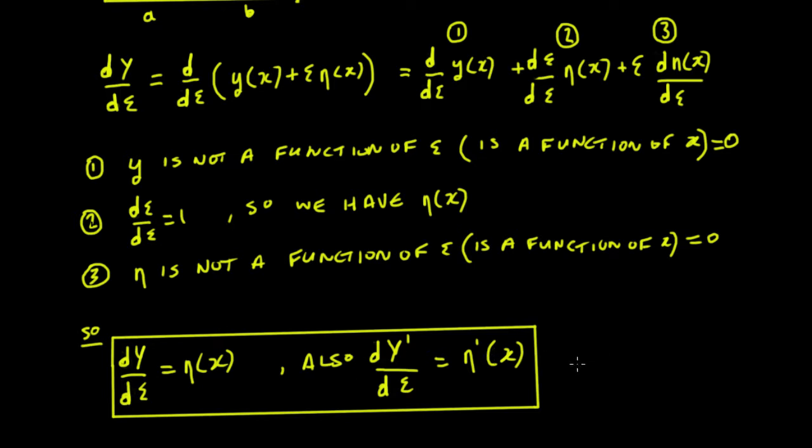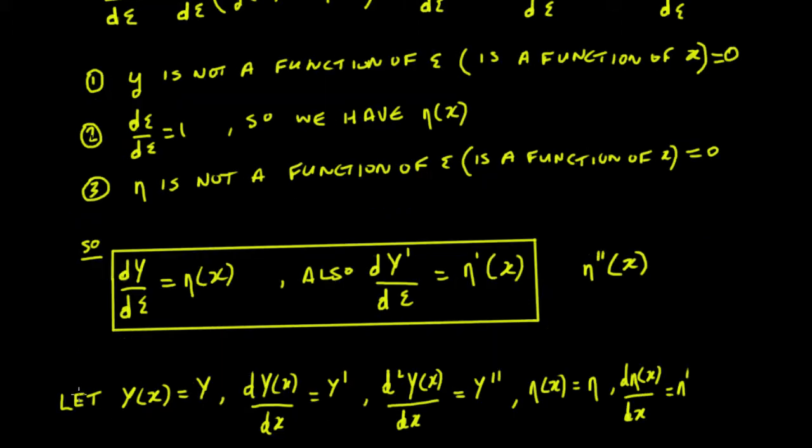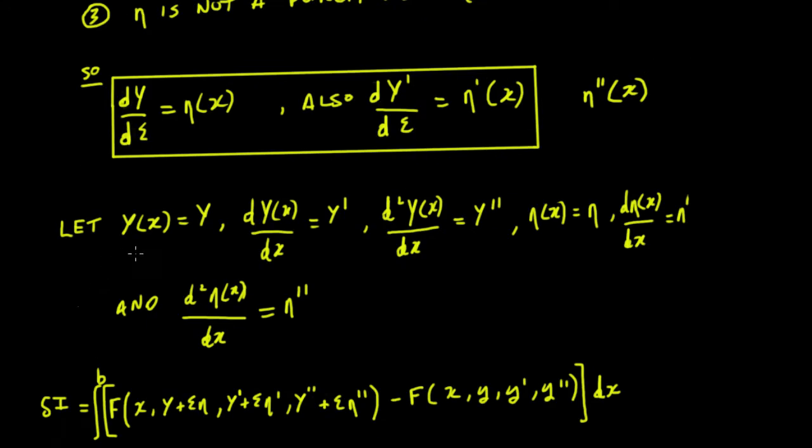And also, I never put it in there, but we can say that the dY double derivative by d epsilon is going to be eta double derivative of x. Okay. So what we're going to do then is simplify this out and write them in this way to make the nomenclature a little bit simpler. So large Y of x we'll write as Y, and then the first derivative we'll write as Y dash, the second derivative is Y double dash, and again for eta of x is eta, the first derivative will be eta dash, and the second derivative will be eta double dash.